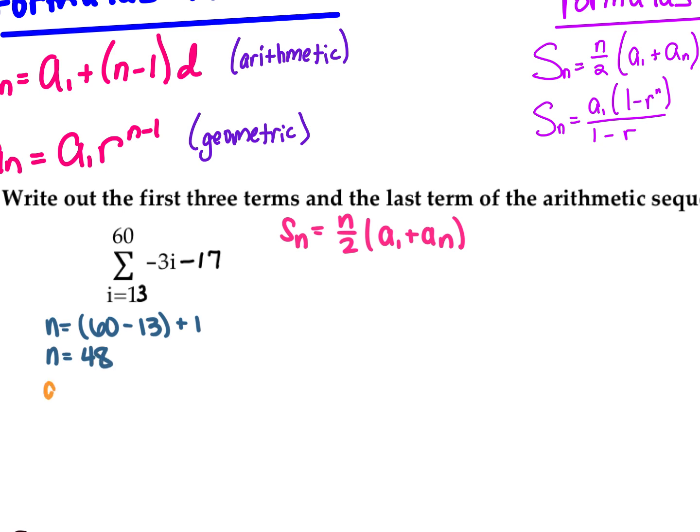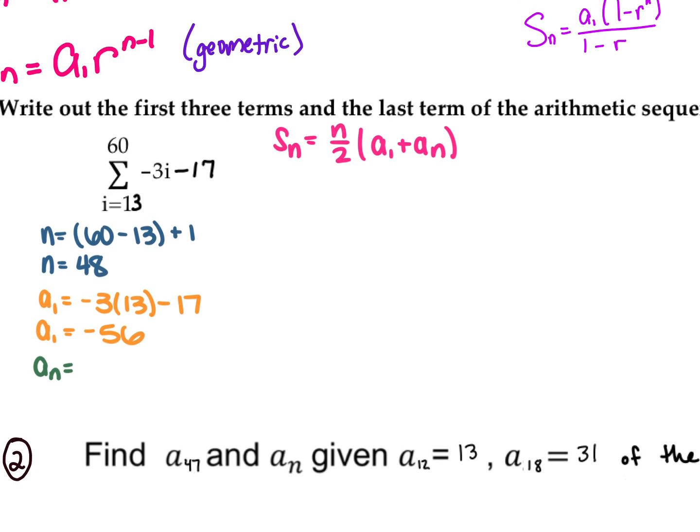Your a sub 1 means that you're going to take that 13 and plug it in for i in negative 3 times i minus 17. That negative 3 times 13 minus 17 should give you a negative 56 for a sub 1. And then to find a sub n, you're going to take the 60 and plug it in for i. So negative 3 times 60 minus 17 gives you a sub n is equal to negative 197.